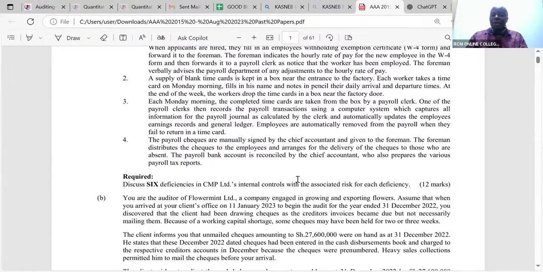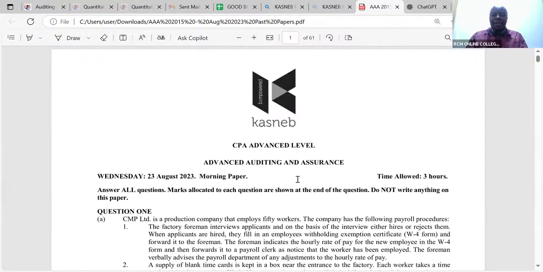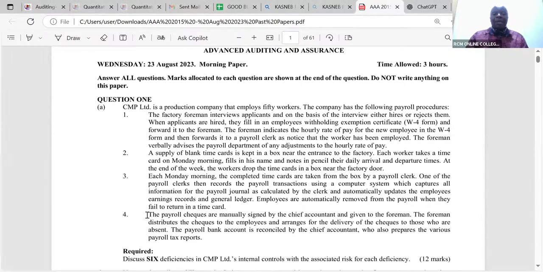Great. So already the question is very well embedded in my brain. As I read the question itself, I'll be able to pinpoint answers as I go down slowly. So we are told, my good students, that CMP is a production company that employs 50 workers. This is not that small. This is a big company. The company has the following payroll procedures.